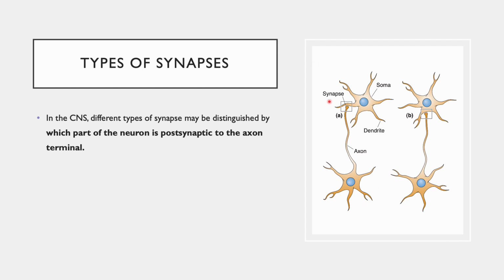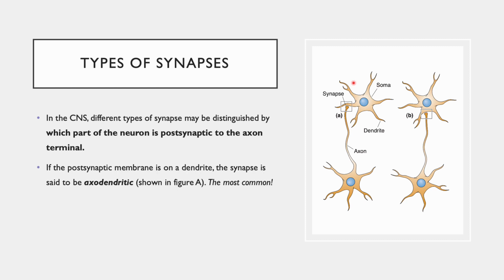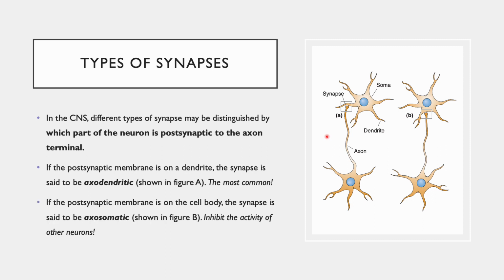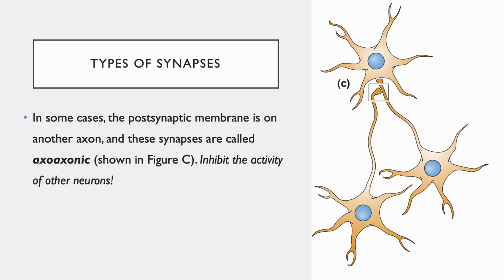So here in image A, we see that this axon is going to be synapsing onto the dendrite of the postsynaptic cell. This is known as axodendritic, and this is one of the most common types of synapses. We also know that the axon may synapse onto the soma of the postsynaptic neuron, and this is known as axosomatic synapses. This is likely to inhibit the activity of other neurons. In some cases, the postsynaptic membrane is on another axon, and remember, these are known as axoaxonic synapses, and they also typically inhibit the activity of other neurons.